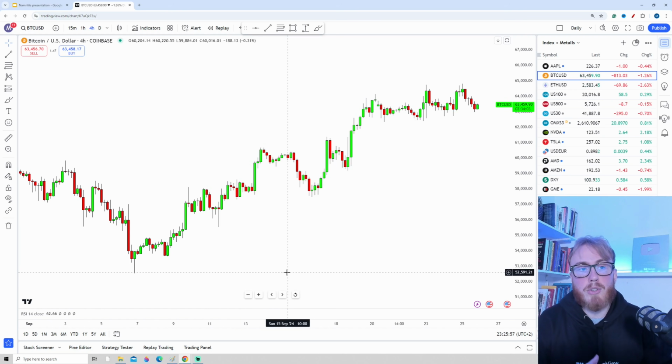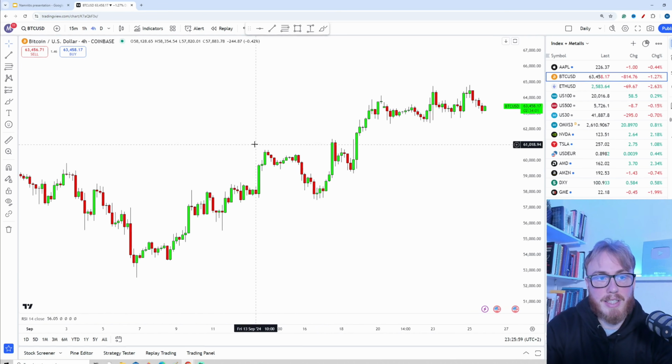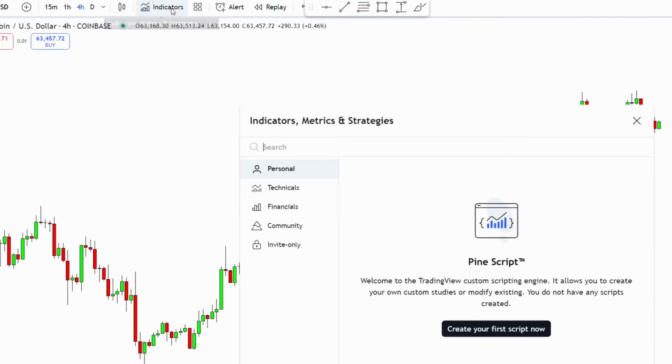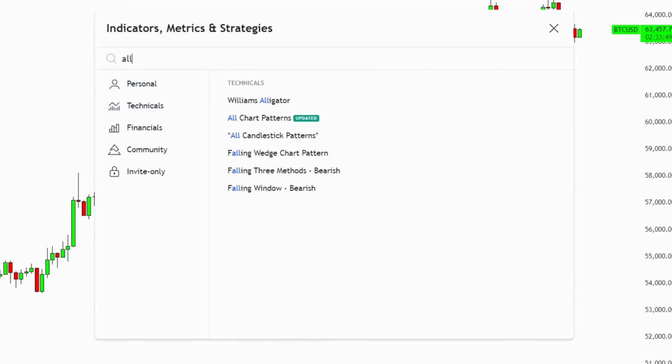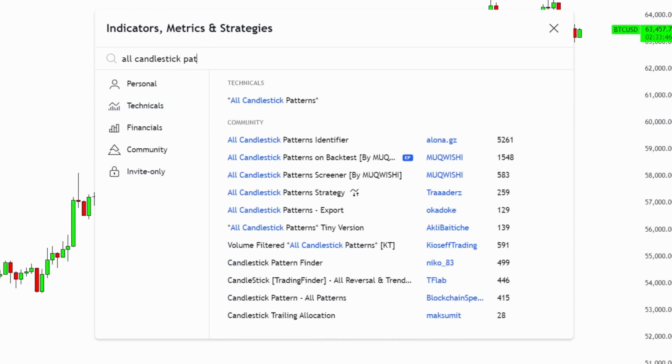But now then, so to open up the indicator, what you want to do is go up here to the indicators tab in TradingView. And then you want to search for all candlestick patterns, just like this.